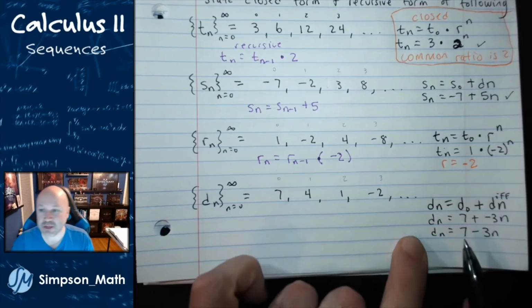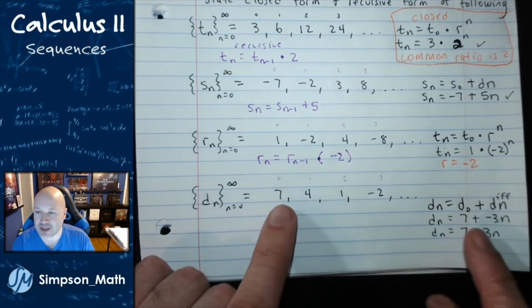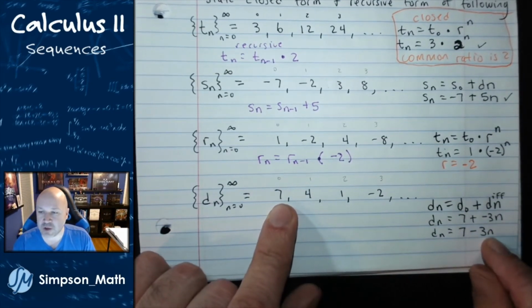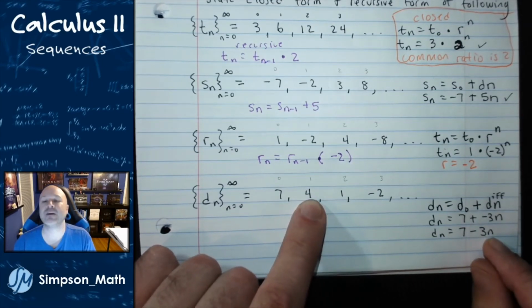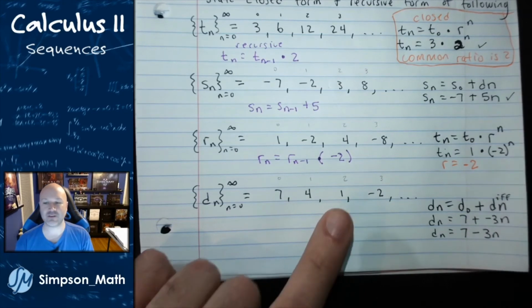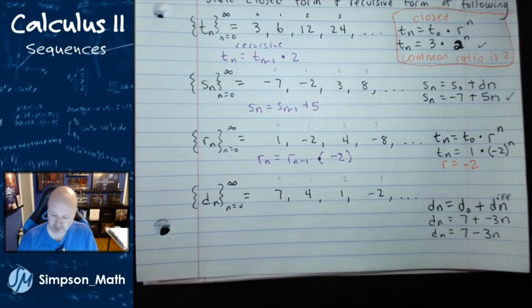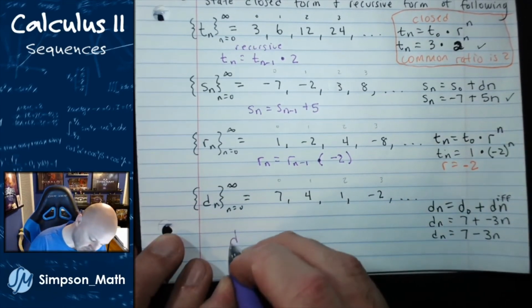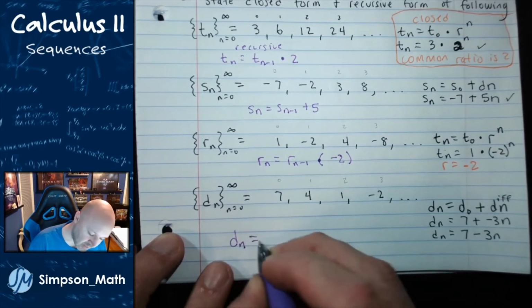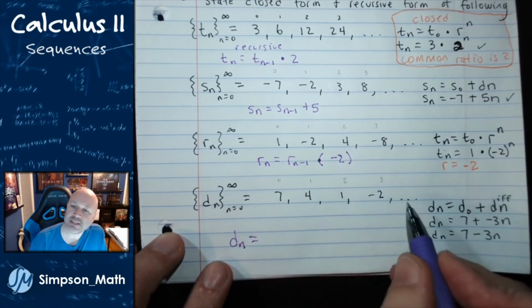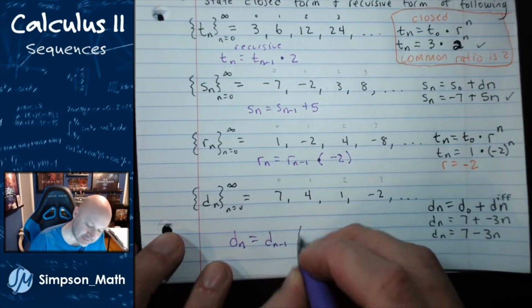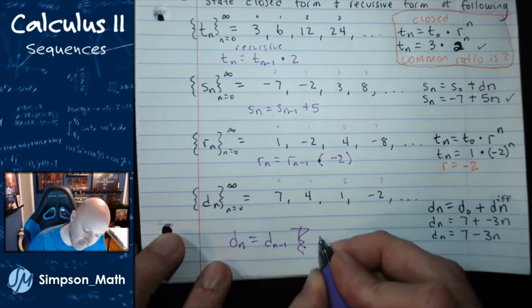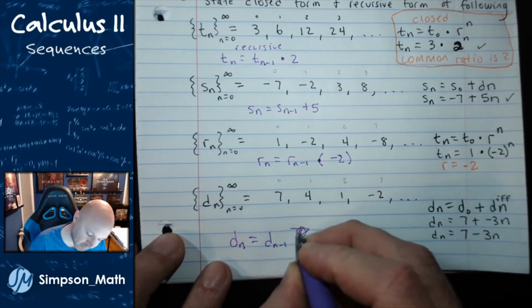Okay, that's new to me, so let's double, triple check that. If I plug in 0, well, that goes away, leaving me with 7. If n is 1, I get 4. If n is 2, I get, yeah, this is good. Perfect. And I claim the recursive form should be easy. The nth term of this sequence is simply the previous one times, just kidding, minus 3.